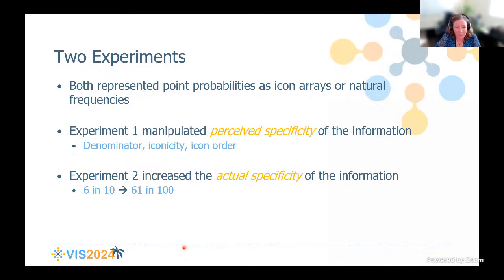In experiment one, we manipulated the perceived specificity of the information. So we gave people the same percentages in every case, but we changed the denominator of the icon array or the natural frequency. We changed the iconicity and the order in the icon arrays. In experiment 2, we increased the actual specificity of the information. So for example, instead of presenting a probability of 6 in 10, we changed it to 61 out of 100. So we made the information more specific.